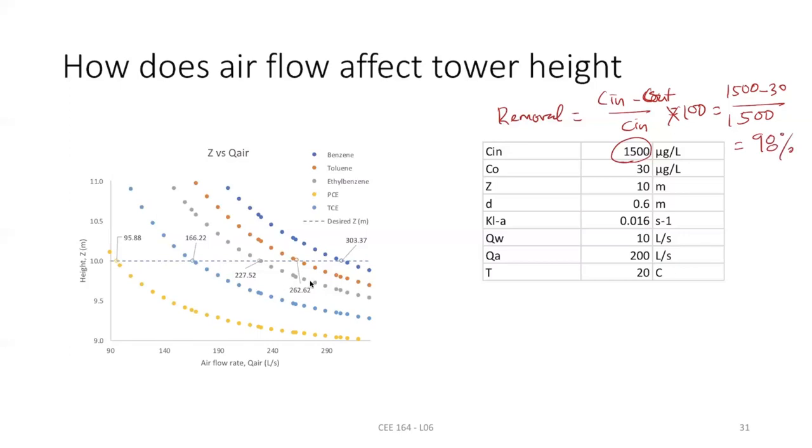Then the height is given, because normally the air tower is already designed, right? So the height of 10 is given. Then it says D, what is the D here? 0.6 meters. That seems like the diameter. I have to check what exactly it is. KLa is the mass transfer rate. This is the water flow rate, this is the air flow, and this is the temperature. So these are all given.